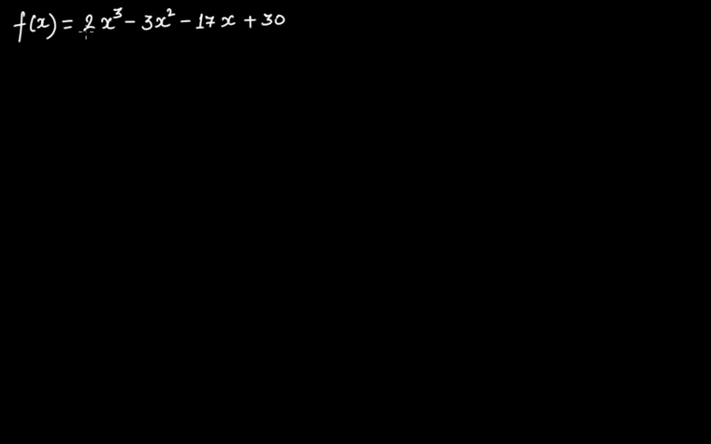f(x) is a polynomial that is equal to 2x cubed minus 3x squared minus 17x plus 30. You have to factorize it. Okay, you have to factorize it. Now you cannot apply the splitting of middle term here. You cannot use it. Okay, so what can we do? You have to use factor theorem. That's important. You have to use factor theorem.